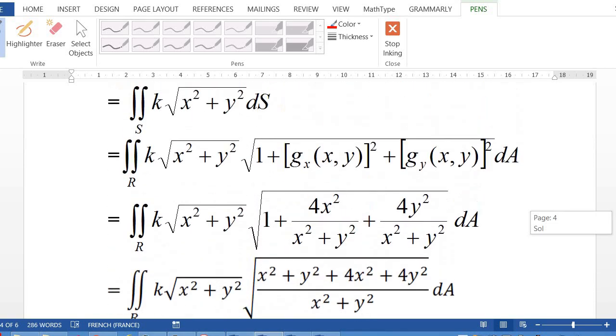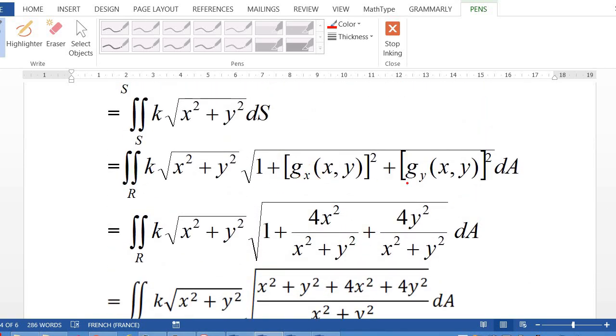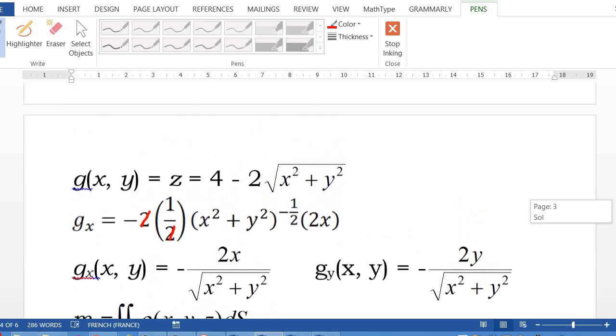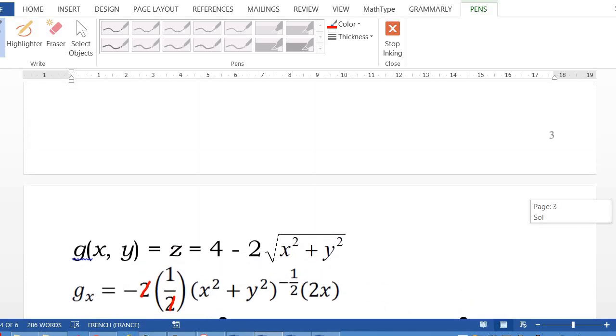Now we are going to find what gx is and what gy is. Gx is actually from the surface, the surface z.